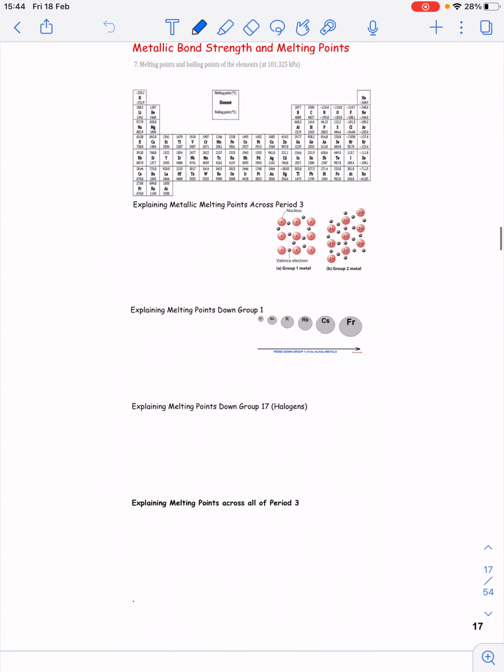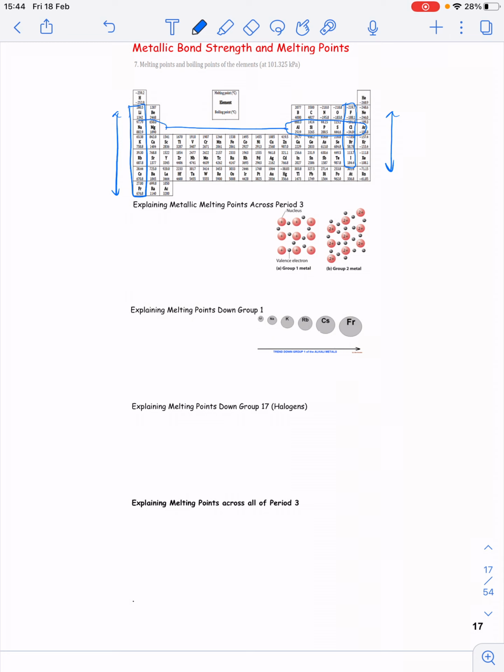So the melting point trends you need to be able to explain are melting points up or down group 1 of the periodic table, the group 1 metals. You don't need to worry about hydrogen since it's a bit of an outlier in that group. You have to be able to explain the group 17 melting point trend, up or down, and you need to be able to explain the period 3 elements, their melting point trend.